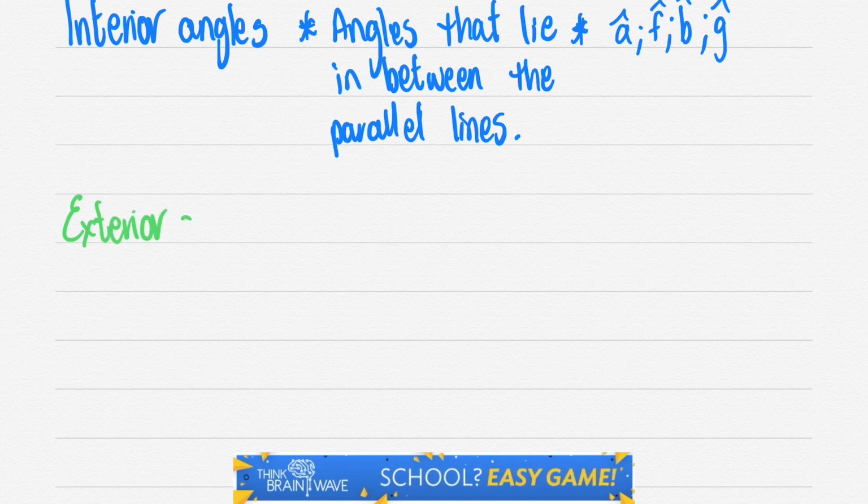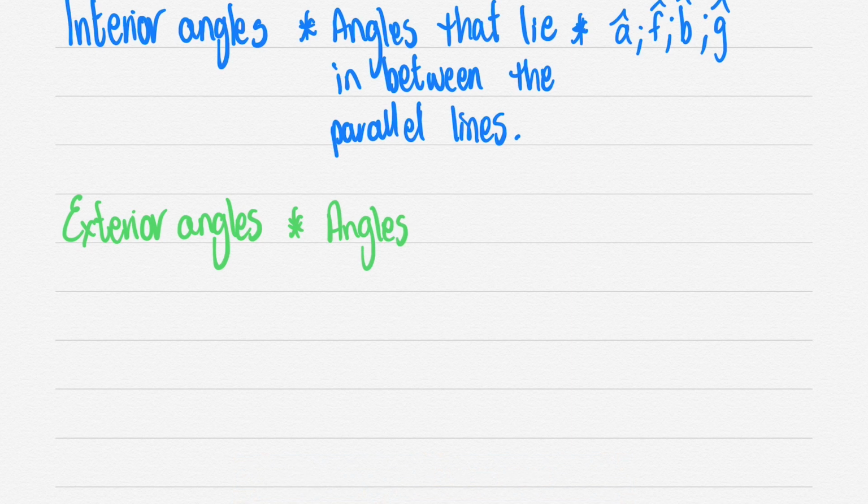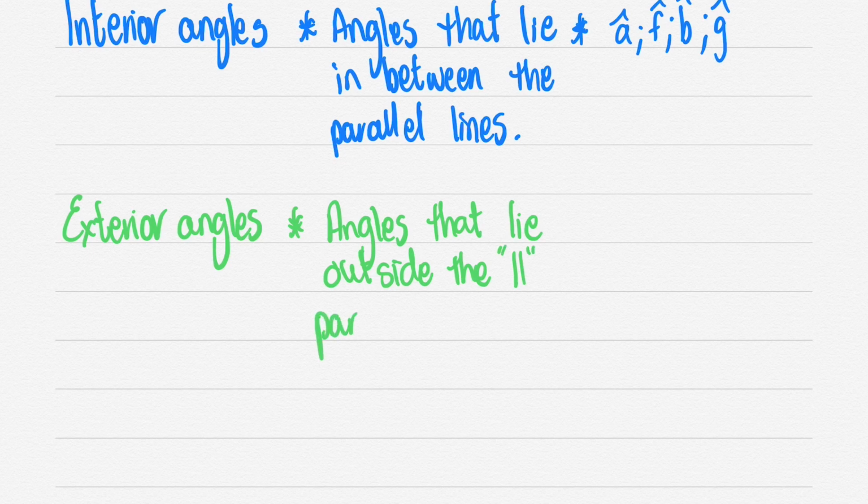Alright, let's look at exterior angles. So we've looked at the interiors above. What do you think the exteriors will be? Well, there's our star, and let's move on. An exterior angle is an angle that lies on the outside of two parallel lines. Hence the name exterior. Makes sense. So we have angles that lie outside the parallel lines.